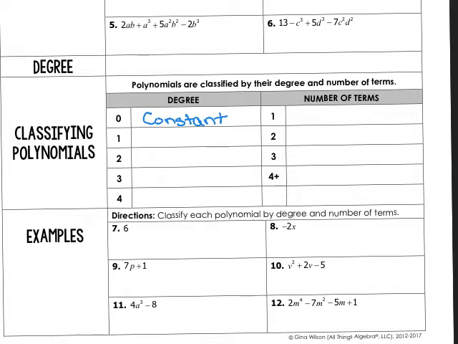If it has a degree of 1, it's linear. Think about all linear equations have an exponent of 1 on the x. 2, if we see an x squared, we immediately know it's a quadratic. 3 is a cubic. 4 is a quartic. Yes, it can go higher than that, but this is as far as you'll see with us.